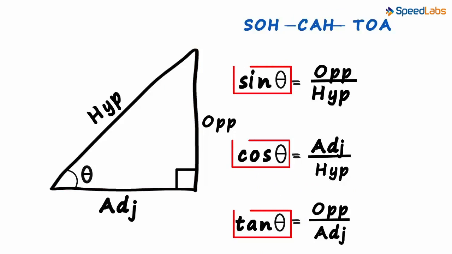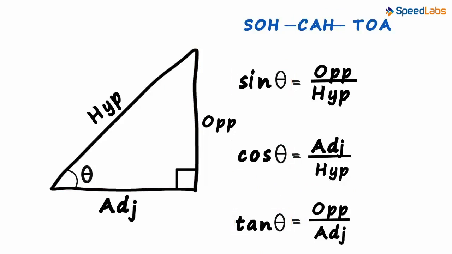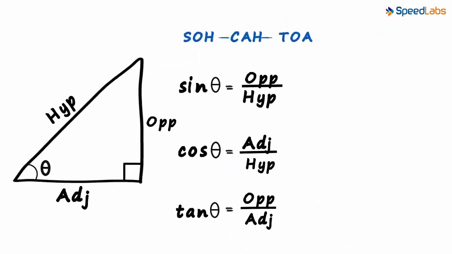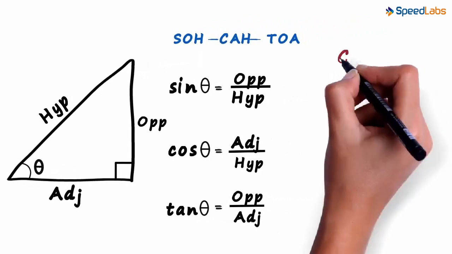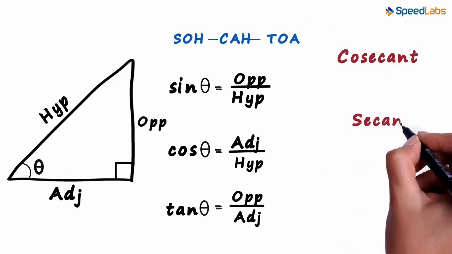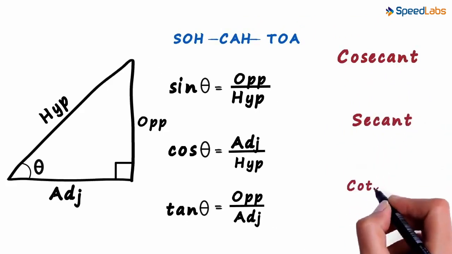Apart from these 3 functions, there are 3 more functions we need to understand. Let me warn you beforehand, the names sound scary, very scary. But if you know the formulae of these 3 functions, they would be really simple. The name of the 4th function is cosecant. The 5th function is secant. And the 6th one is cotangent.